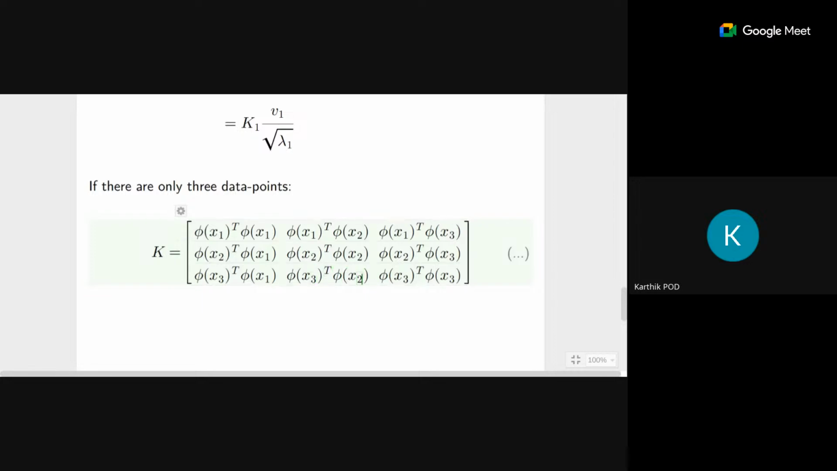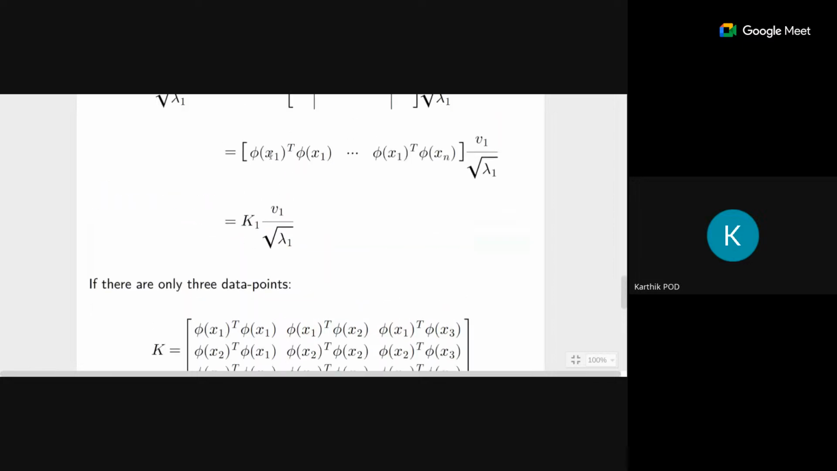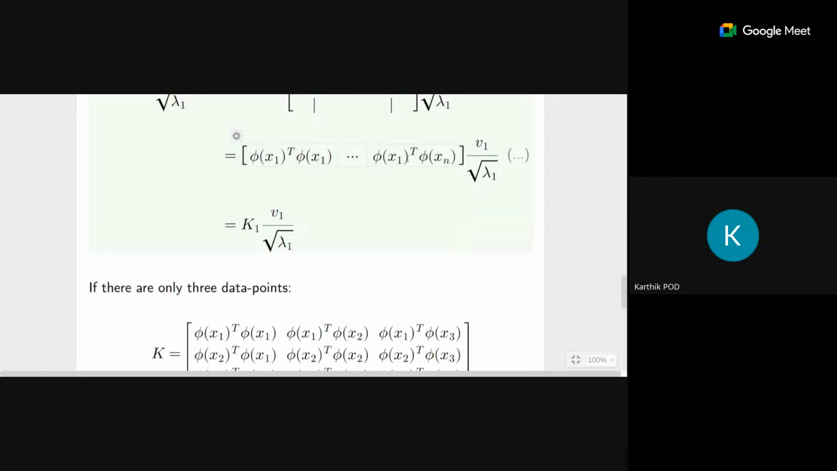This is how it will look for 3 data points. Okay, so this is 3 cross 3. In general, it will be n cross n. Okay, so that's what I have here. Phi of x1 transpose phi of x1, phi of x1 transpose phi of x3 or xn. Okay, so this is the first row.